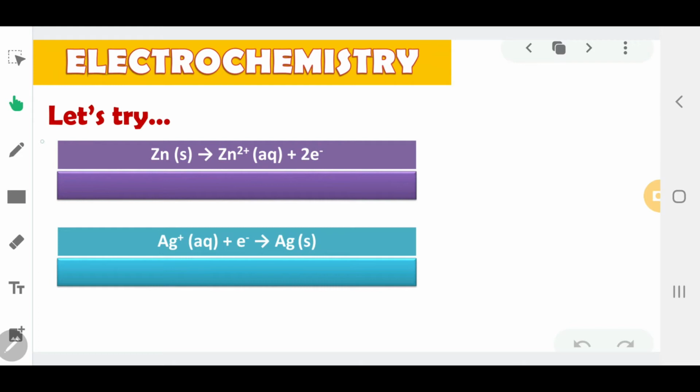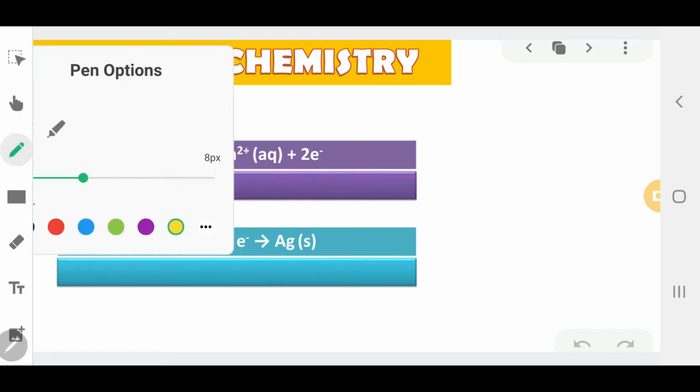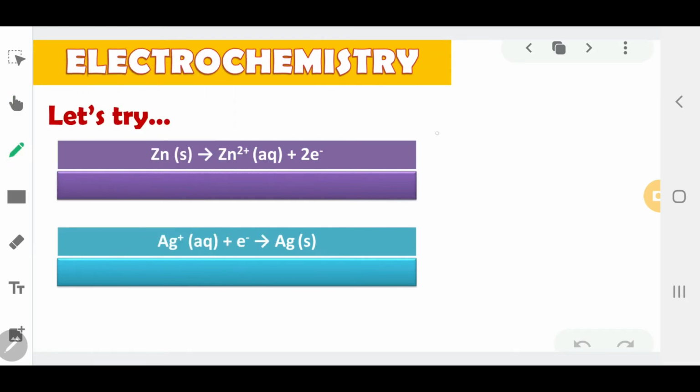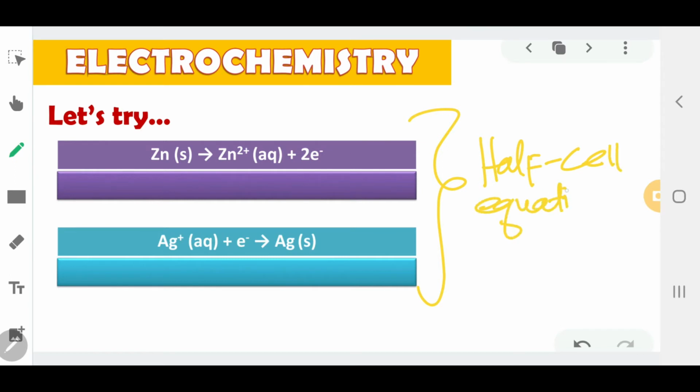So let's have a go with these two half cell equation. So these are, I'm going to introduce to you, these two over here are known as the half cell equations.